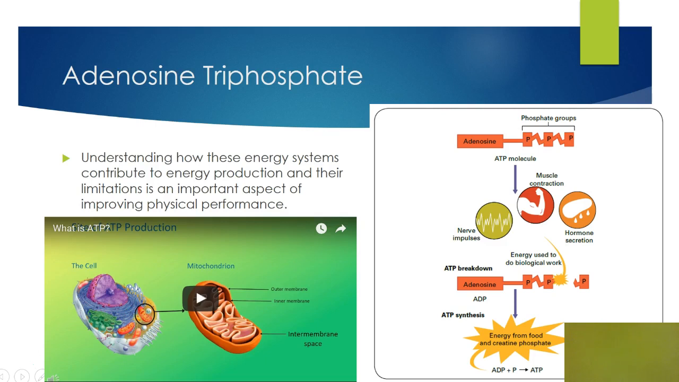So what is ATP? This is just a brief video that describes what ATP is. It's quite a good one, so I would take some notes. It's probably a little bit more simplistic than the textbook. So I'll play that now.